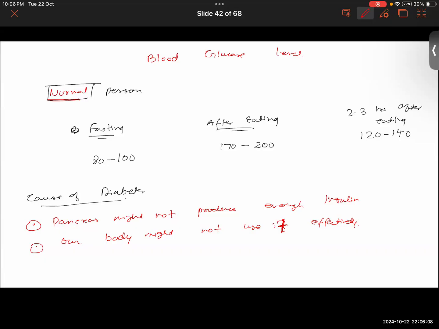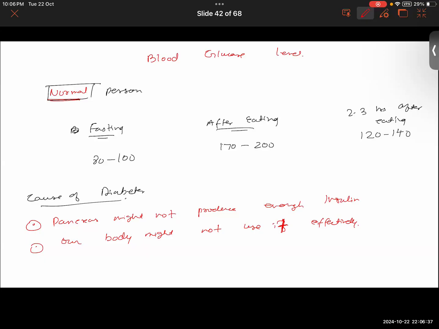In certain situations, say for example, if someone is suffering from pancreatic cancer. Cancer can happen in the pancreas also. It can happen anywhere in the body. So if a person is suffering from pancreatic cancer, will the production of insulin be normal or will it be disturbed? Disturbed. So in certain rare conditions, that will also be the cause of diabetes.